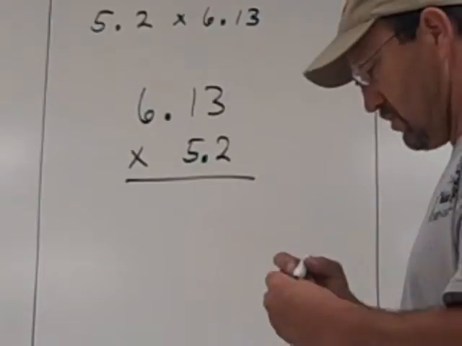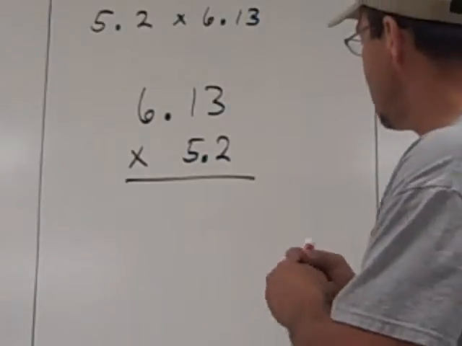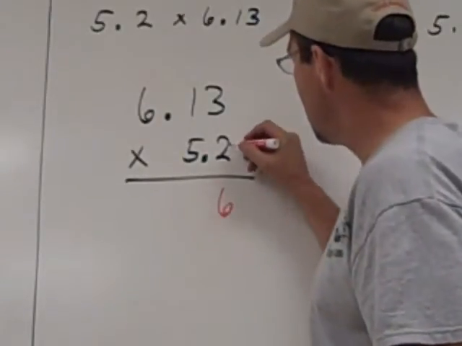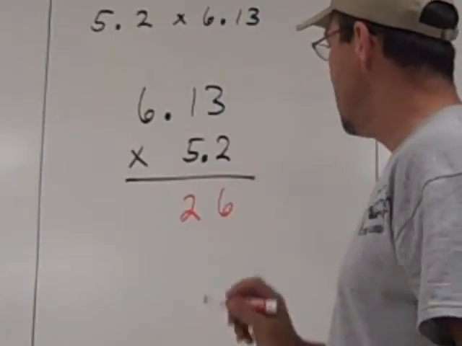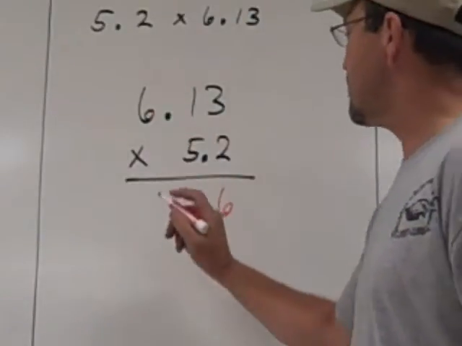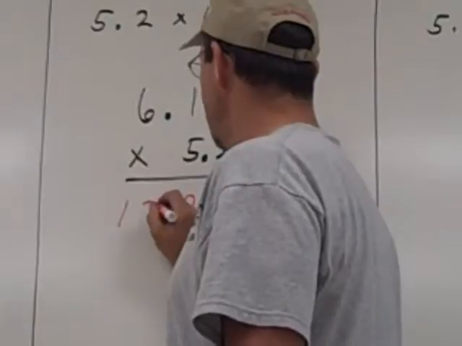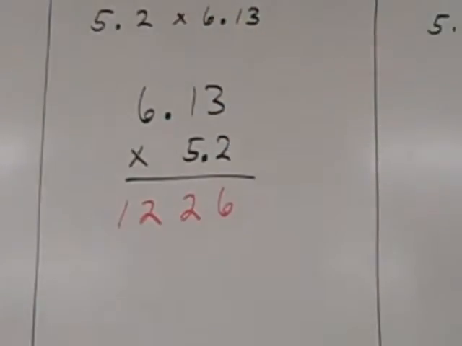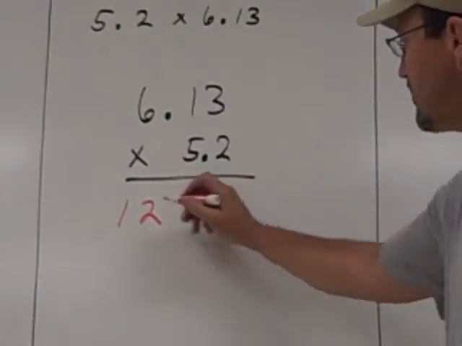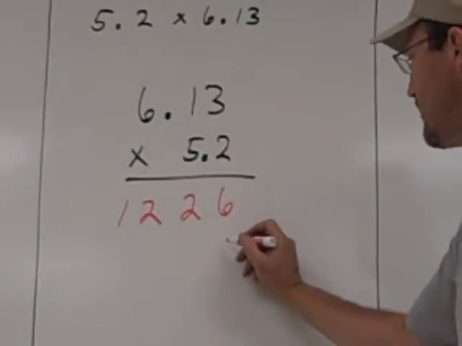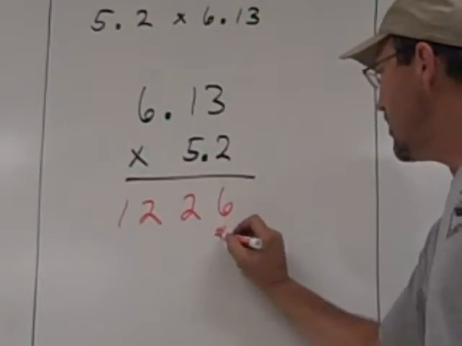2 times 3, 6. 2 times 1 is 2. 2 times 6 is 12. There's our first number, first line. We have 2 digits, so that means I need a second line. Bump over.